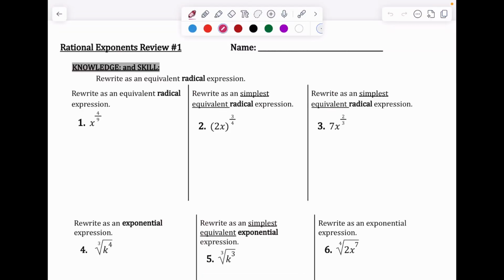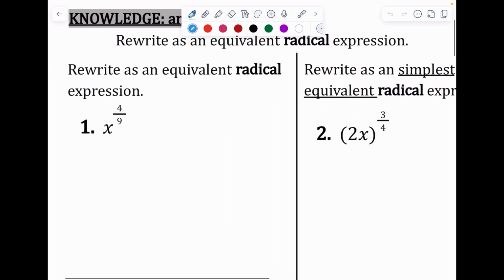Let's review number 1. Starting with number 1, rewrite as an equivalent radical expression. Okay, so we know x is our base, and 4 is going to be our n, which is our exponent, and this is our root. So if I rewrite it, I have x as my base, inside is going to be the 4, which is my exponent, and 9 is my root.